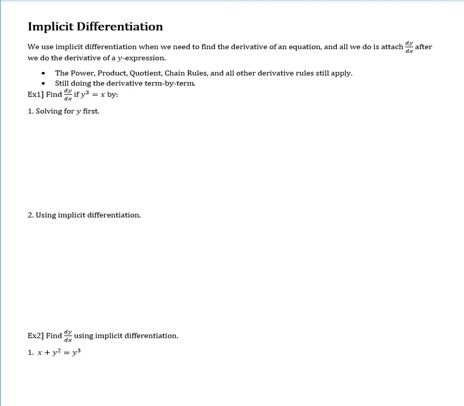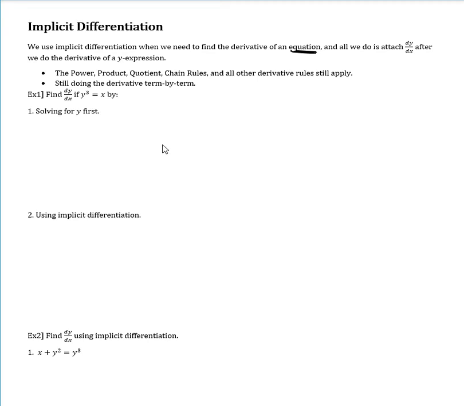Implicit differentiation is used when we are trying to find the derivative of an equation. An equation just means you have an equals sign in it, like number 1 down below near the bottom. So is this one, y cubed equals x. That's an equation, and it's pretty nice.